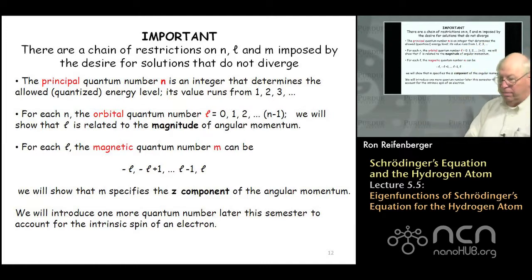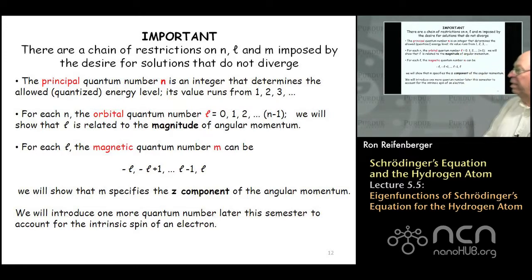The orbital quantum number is described by script L. And that orbital quantum number, it turns out, has to be less than n. L can start at 0, be an integer, but it terminates at the value of n minus 1. So whatever n is, that restricts the values for script L.